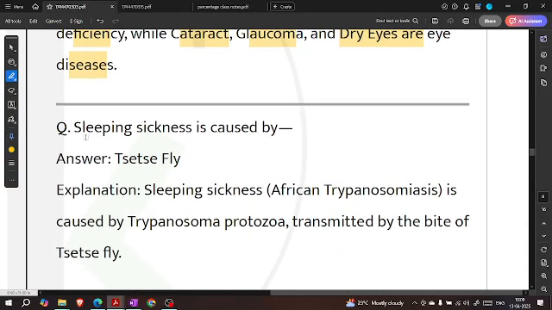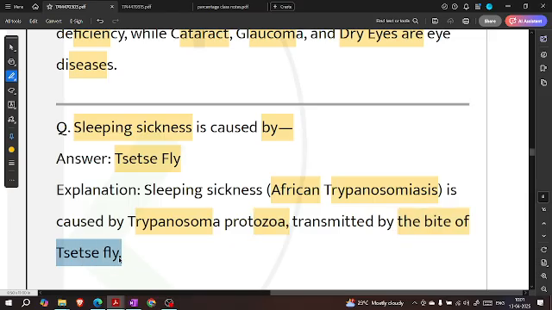Sleeping sickness is caused by the tsetse fly. Sleeping sickness, African trypanosomiasis, is caused by the Trypanosoma protozoa transmitted by the bite of the tsetse fly.